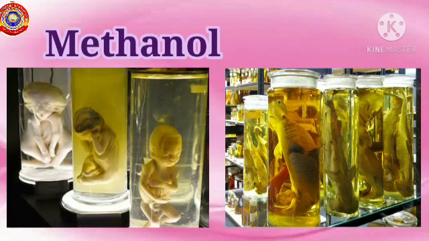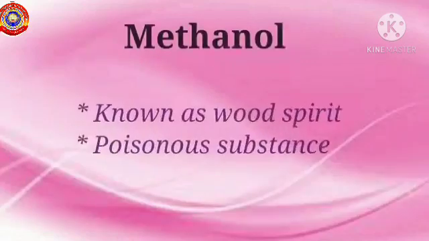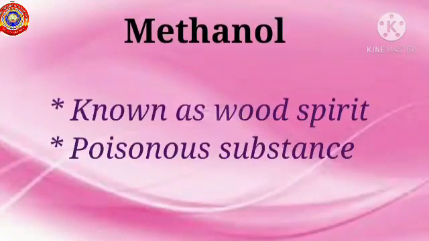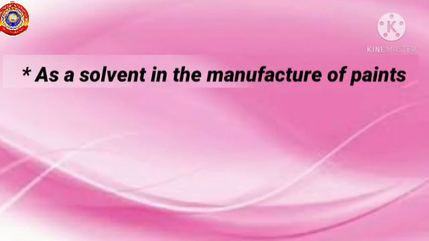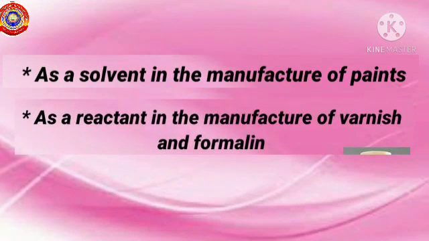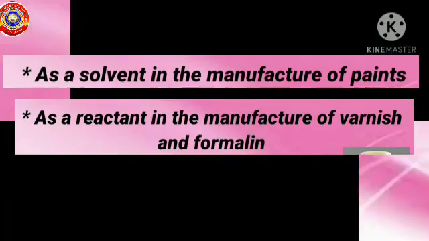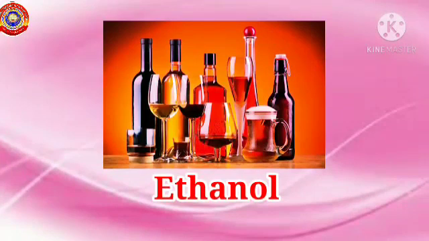Well, did you get an idea about methanol? So, methanol is known as wood spirit. It is a poisonous substance. And how is it prepared? Yes, by treating carbon monoxide with hydrogen in the presence of a catalyst at high temperature and pressure. What are the uses of methanol? We saw that methanol is used as a solvent in the manufacture of paints and as a reactant in the manufacture of varnish and formalin. Understood? Next, we are going to learn about ethanol.